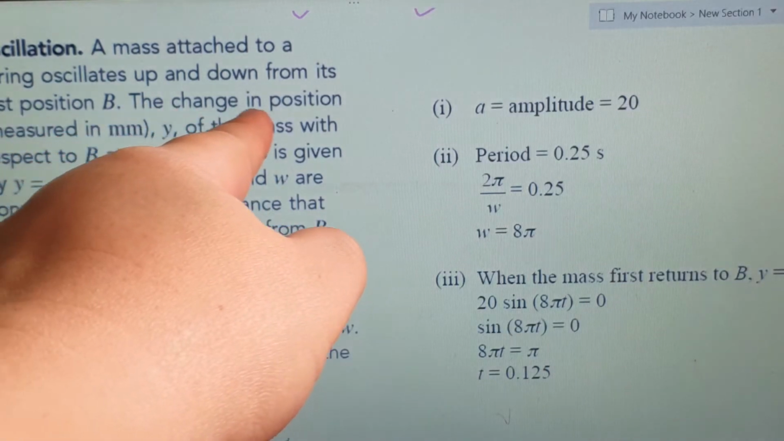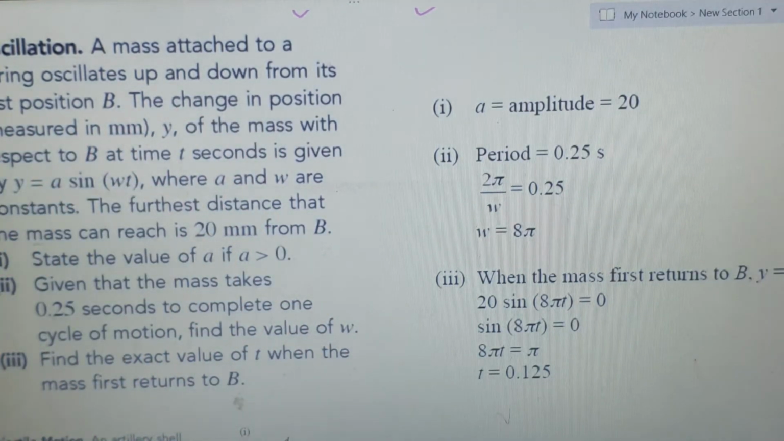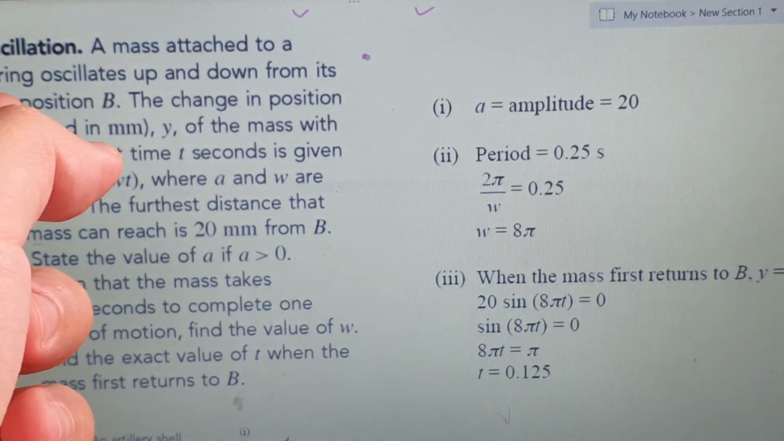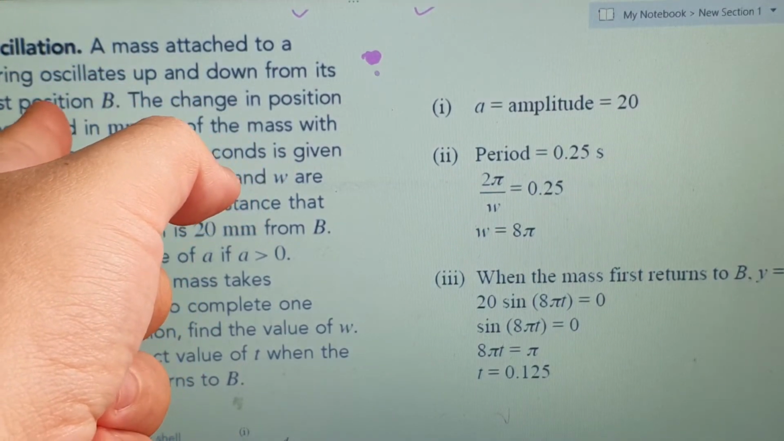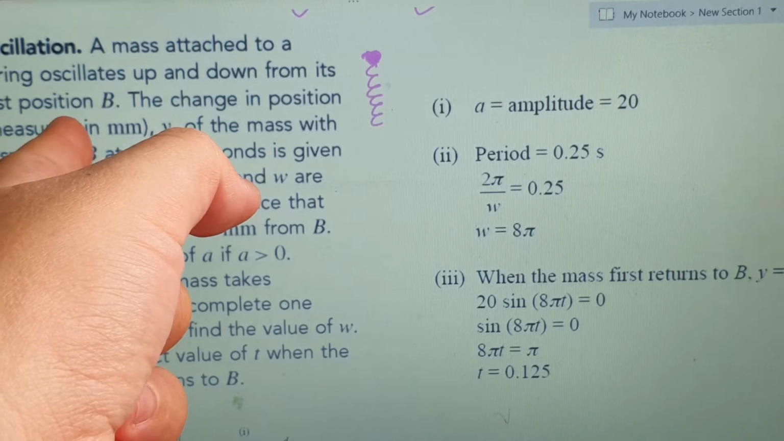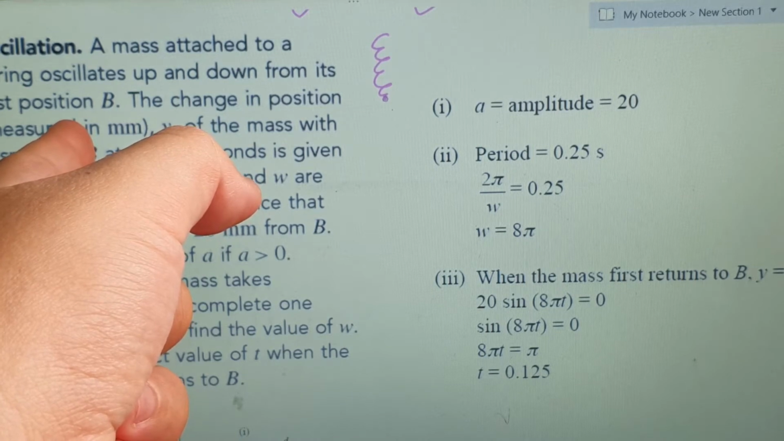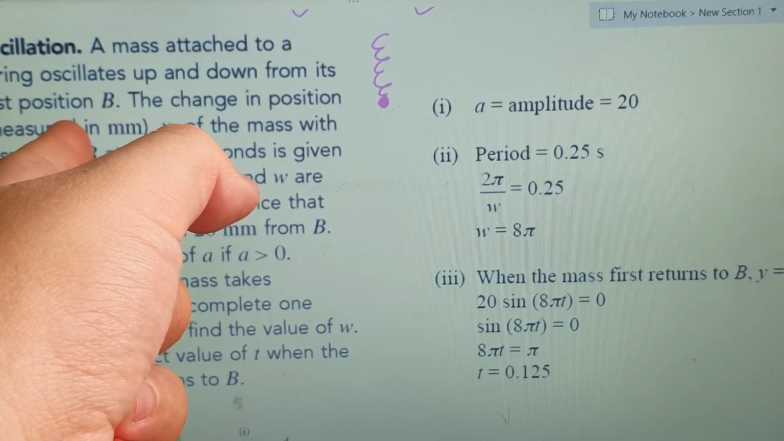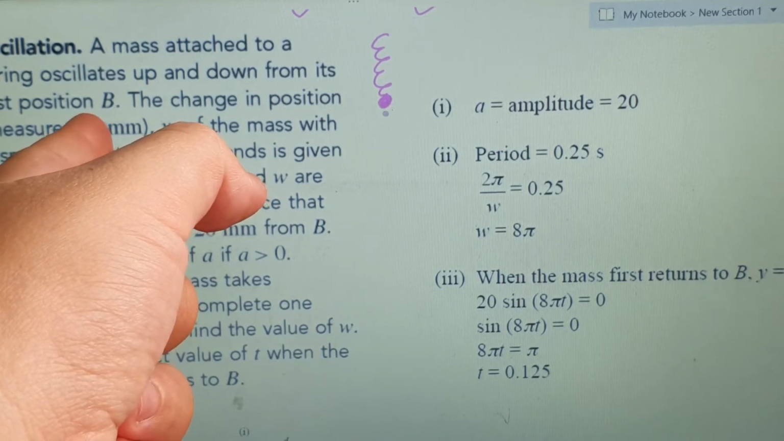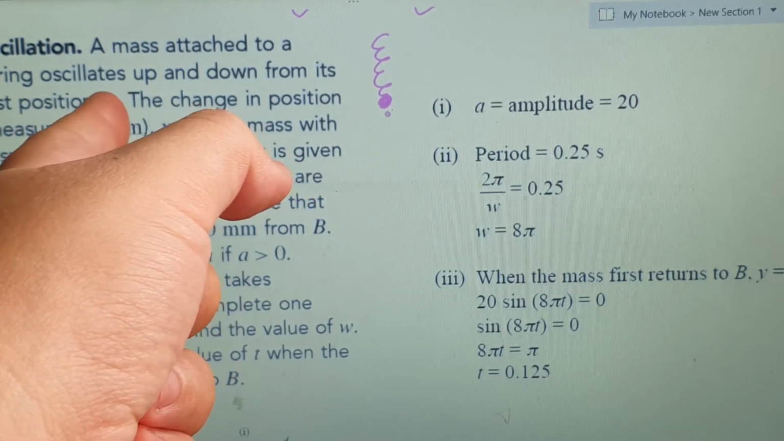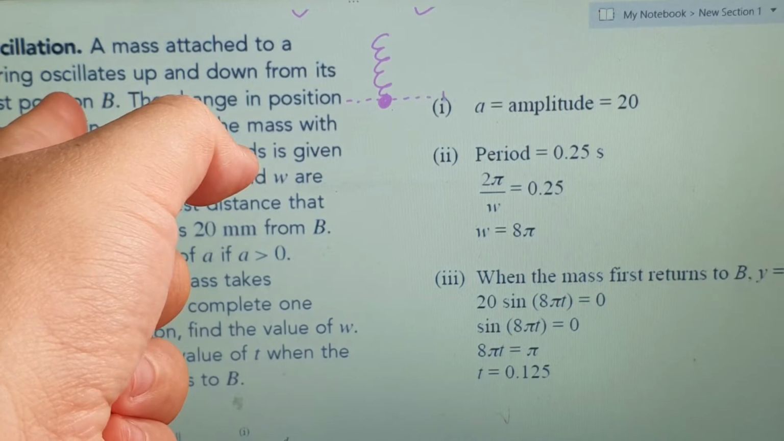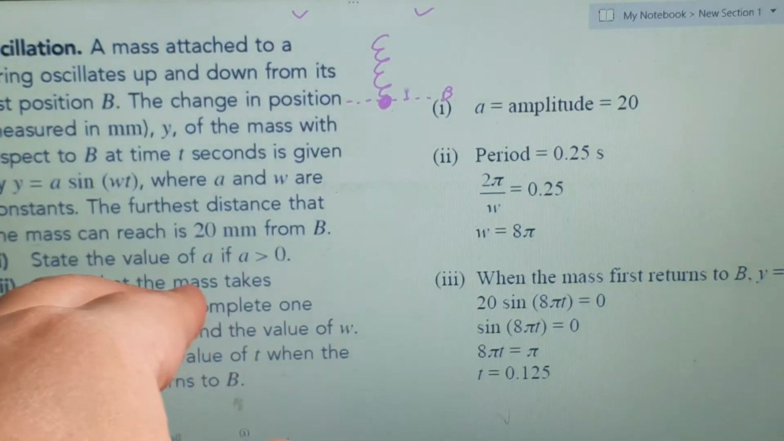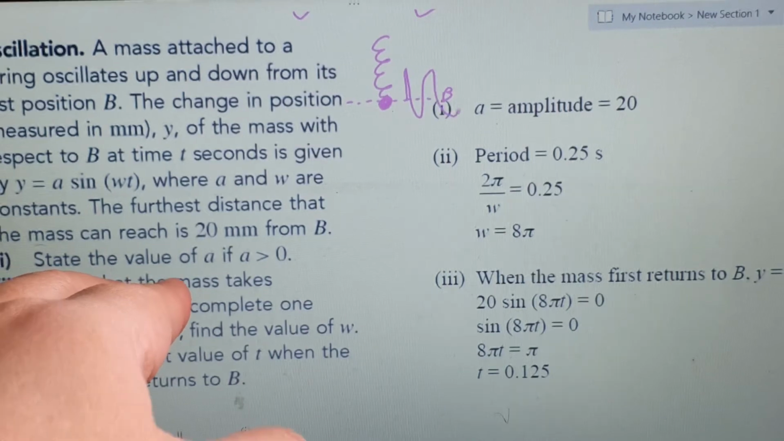Okay, then the change in position will, okay, I draw for you. That means this, let's say, is the mass, right? It is attached to a spring. Let's say like that. Then it oscillates up and down about its rest position B. Okay, so let's say this is B. You go up, go down, go up, go down, go up, go down.